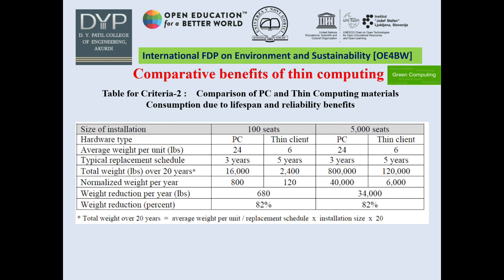Now next is the comparison of PC and thin computing material consumption due to lifespan and reliability. On average, thin client lasts twice as long as conventional desktop PCs. A PC is typically considered obsolete after just 3 years because of advances in computing speed, storage capacity, and hardware or software functionality. By contrast, because thin client has no hard drive and hosts no application, it does not outlive its usefulness in the same time period. Second, the large number of moving parts contained in a PC leads to a greater chance of mechanical failure. With no moving parts such as disk drives and fans, thin clients tend to have a lower failure rate. So this is the impact of thin computing.